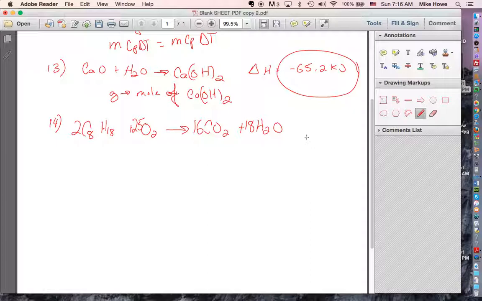And we also know the heat of combustion. The heat of combustion that's given to us, I'm going to put a COMB there and there for combustion. The heat of combustion is 5,480 kilojoules per mole.